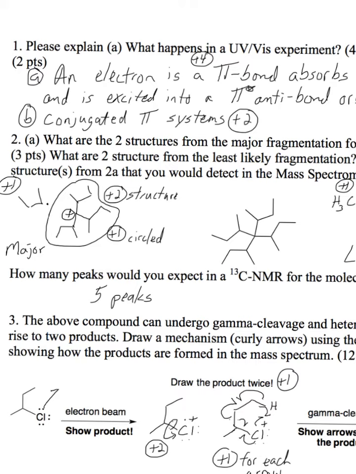The second part here is a question that asks how many peaks you would expect in C13 for this molecule. Now again, this molecule is very symmetrical, so essentially these pieces are all the same. So you'd guess 1, 2, 3, 4, and then 5 for the middle one. That's how many peaks we expect in the carbon NMR.